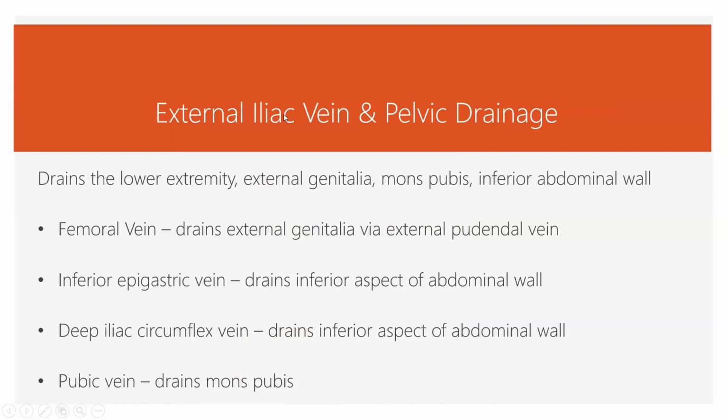So that external iliac vein, we talked about how it drains the lower extremity, the external genitalia, that comes from the external pudendal vein. It also drains the mons pubis. That's the mound that usually has hair, or sometimes has hair, in the front of the pelvis, and also the inferior abdominal wall. So this external iliac vein is draining quite a bit.